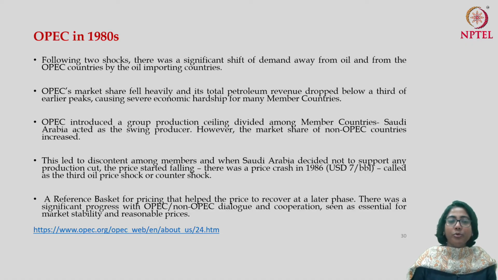So what did OPEC do? OPEC decided to introduce a group production ceiling divided among the member countries. So the member countries would have quotas, and there would be a group production ceiling. As we have already discussed, Saudi Arabia is one of the big players in OPEC. At that point of time, Saudi Arabia chose to act as the swing producer.